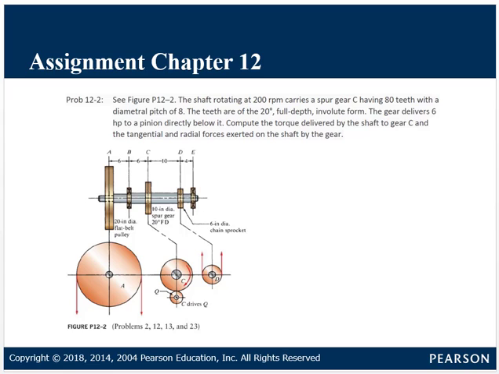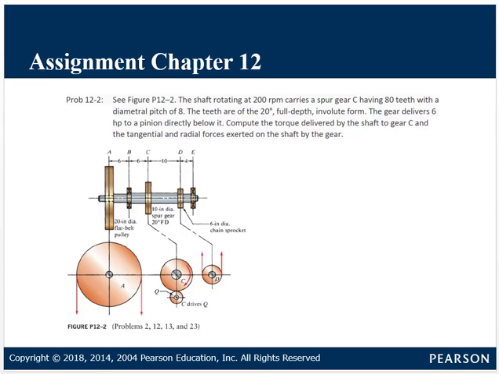Let's talk about the problem itself. The problem itself is this spur gear. Well, it's a power transmission shaft. The description says the shaft is rotating at 200 RPMs and carries spur gear C, which has 80 teeth with a diametral pitch of 8. From that, you can calculate your pitch diameter from the kinematics in Chapter 8. We talked all about that.